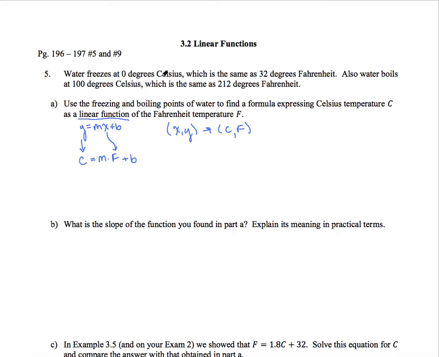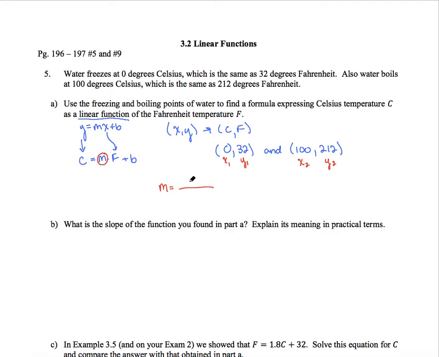So when water is 0 degrees Celsius, we are told that that's the same thing as 32 degrees Fahrenheit. So there's our first point. And then let's see where we can get our second point. We're told that water also boils at 100 degrees Celsius, which is the same thing as 212 degrees Fahrenheit. So I've got 2 points here. I'll call this x sub 1, and this is y sub 1, and let's call this x sub 2 and y sub 2, so that now we can use the formula for calculating the slope to find out what the slope of this function would be.